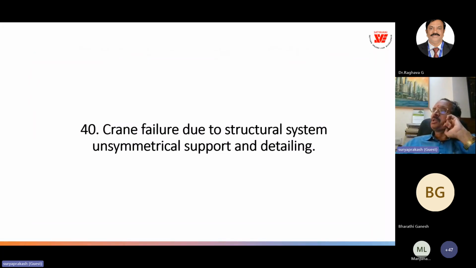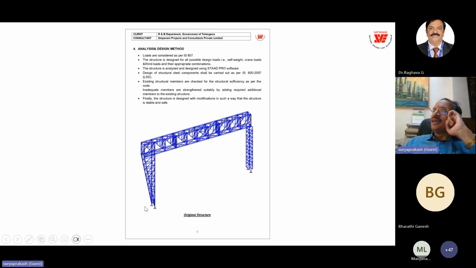Next, crane failure due to structural system, unsymmetrical support and detailing. So here, actually this question I ask every structural engineer about the portal frames, symmetry, unsymmetry. Not now, even before 30, 40 years I've been asking this question, because it's a very important five parameters to determine whether a particular structure is sway or non-sway. The boundary condition, the geometry, the material, the sectional property, the loading. So as a structural engineer, we have to have this understanding of the symmetry in the structure.